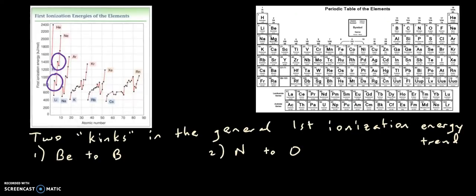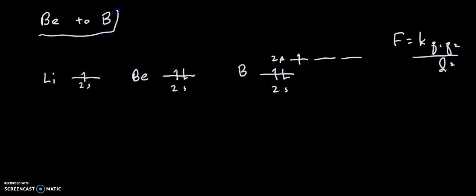Next, we're going to take a look at two kinks that appear in the general first ionization energy trend. One of these is beryllium to boron on our periodic table. The other one occurs as we move from nitrogen to oxygen. Let's first take a look at the beryllium to boron kink in the trend. Lithium has a single 2s electron. Beryllium completes the 2s sublevel with 2 electrons. And as we go to boron, we see the first electron appearing in the 2p sublevel.